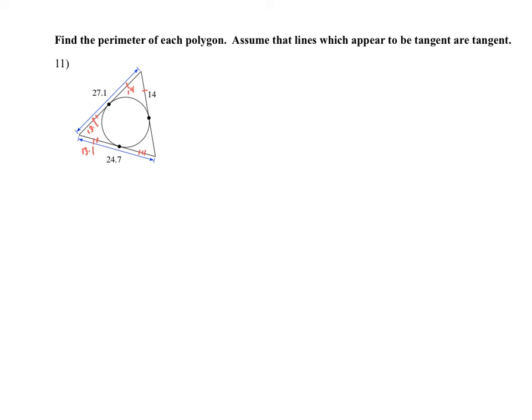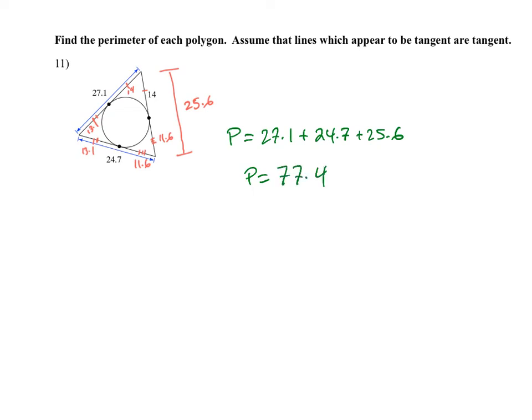And this right here is 11.6. And this one is 11.6, right? So that means that this whole segment right here is 25.6, right? So the perimeter of this whole triangle is 27.1 plus 24.7 plus 25.6. So it's 77.4 units.